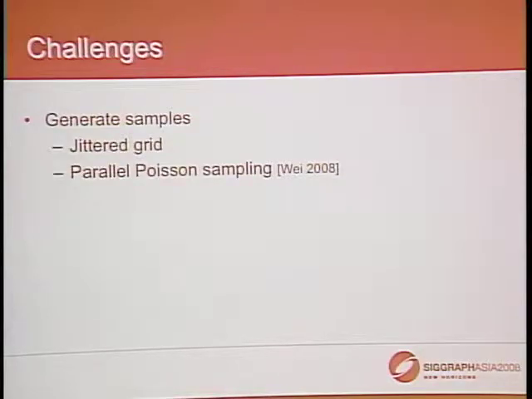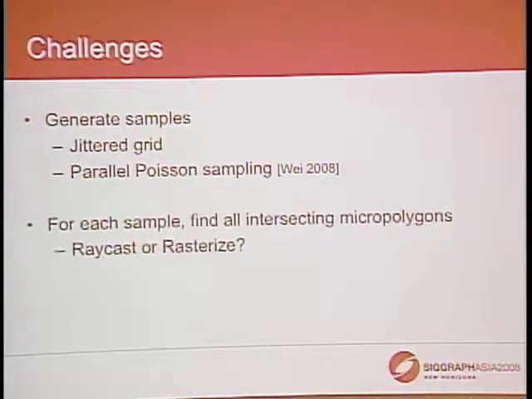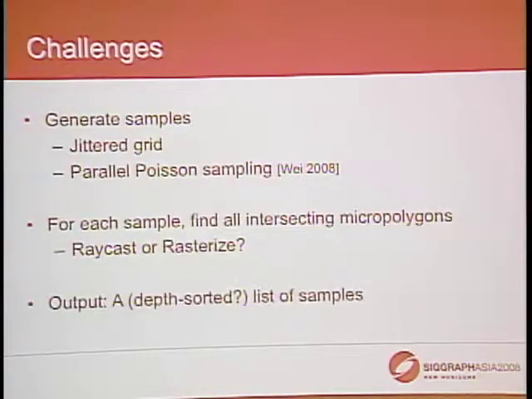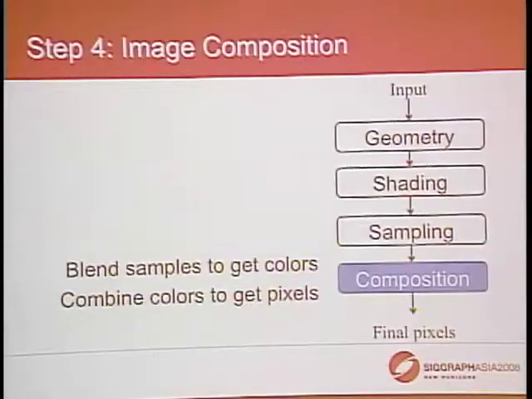Li Yiwei did some cool work at SIGGRAPH last year that actually generated a Poisson sampling pattern and was able to do that using the GPU in parallel, which is really cool. And so that's potentially a good way for us to take good blue noise samples. We have to do all the intersections with the micropolygons, so that's an issue. And then our output here is this list of samples, and the final challenge is how do we put those all together?